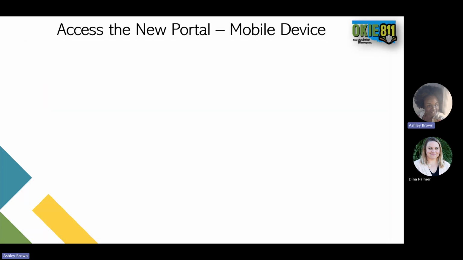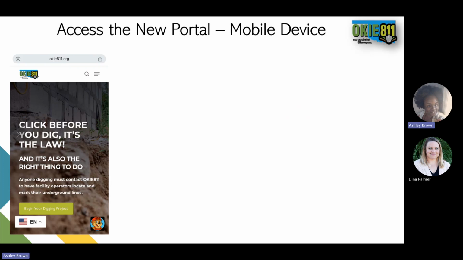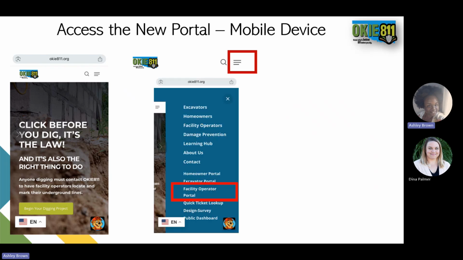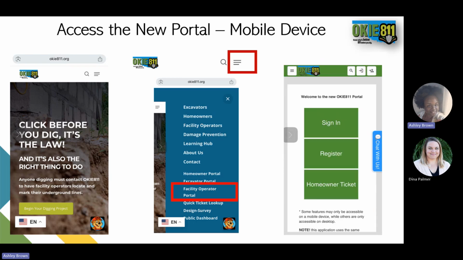To access the new portal from a mobile device, you're going to open an internet browser on your device and go to oki811.org. Then you'll choose Facility Operator Portal from the menu that populates. And remember, you can get to the menu by selecting the three lines. This is going to bring you to the sign in page of the new portal, and from there you are able to sign in and use the new portal as you need to.